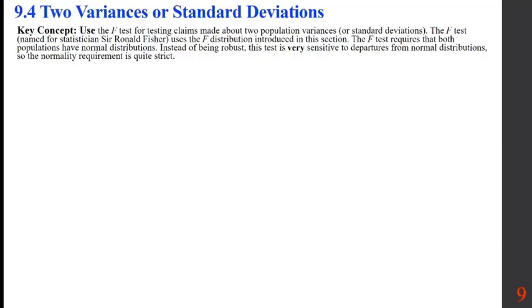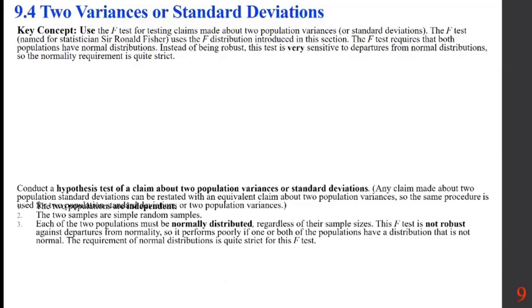So, two variances or standard deviations. The F-test for testing claims made about two population variances or standard deviations. The F-test, named for statistician Sir Ronald Fisher, uses the F-distribution introduced in this section. The F-test requires that both populations have normal distributions. Instead of being robust, this test is very sensitive to departures from normal distributions, so the normality requirement is quite strict. The bottom line is, because of the limitation of the F-test, it must be normally distributed.